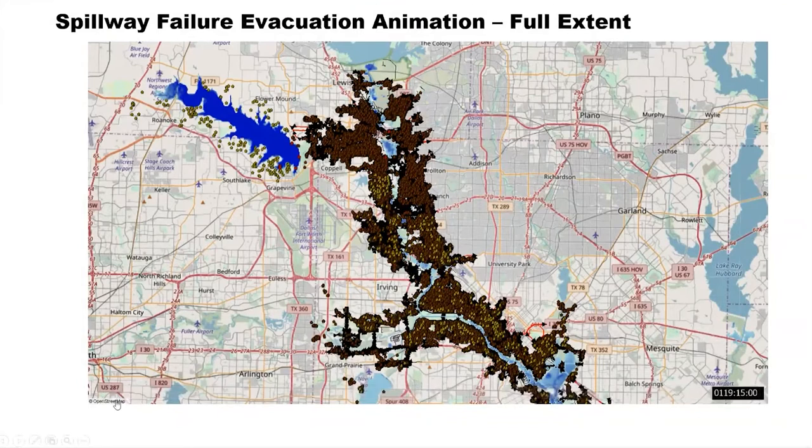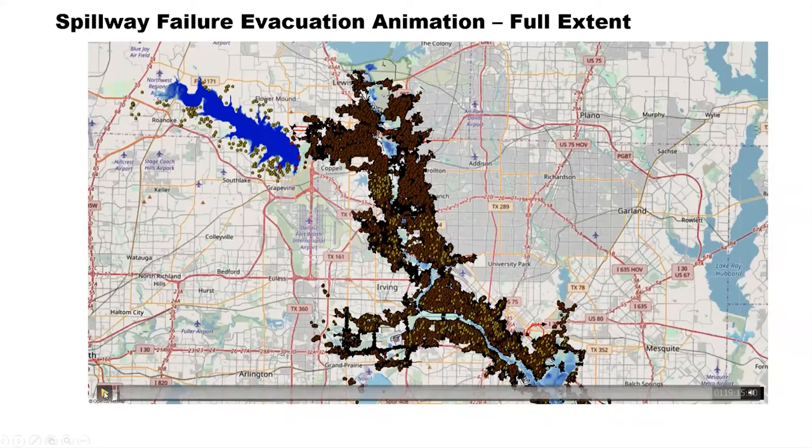So this is a full extent animation. You've seen animations a couple times in the last couple days. Woody showed you that cool one from Joso that showed people being warned at different times in those different warning zones. So this is just a full extent. You see a whole bunch of cars moving, and this doesn't tell you a whole lot.